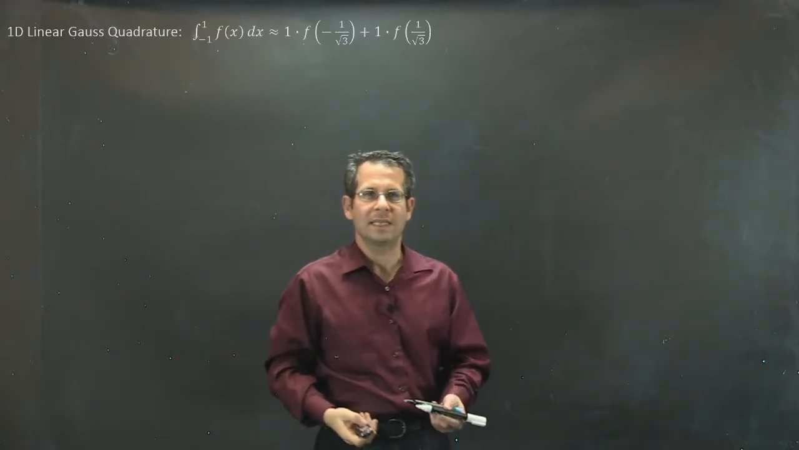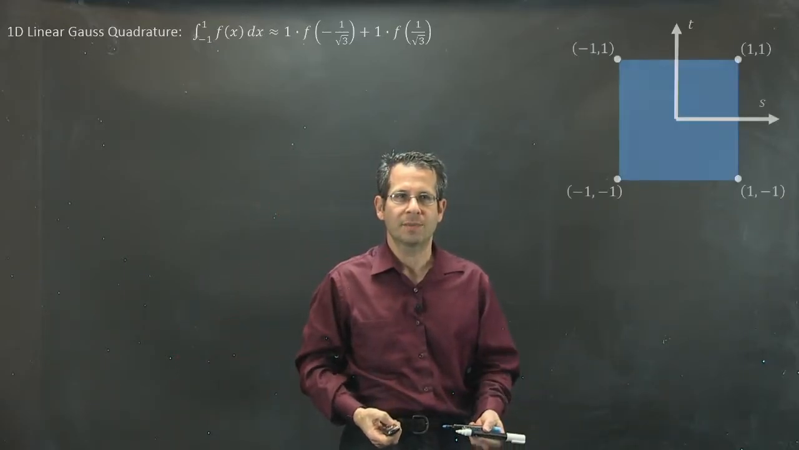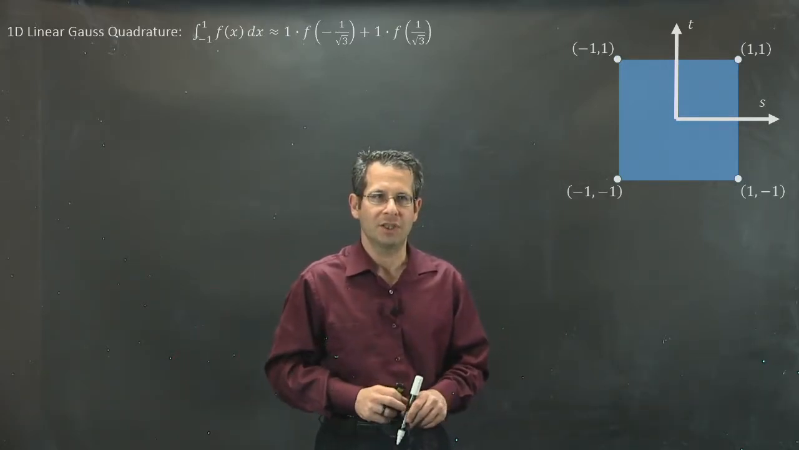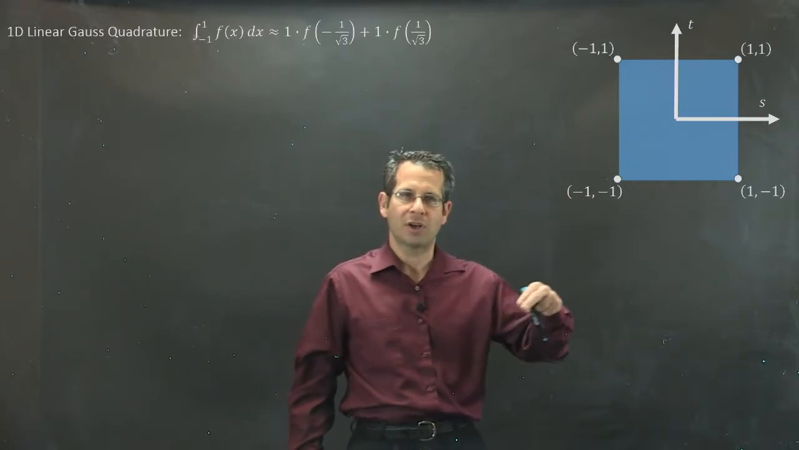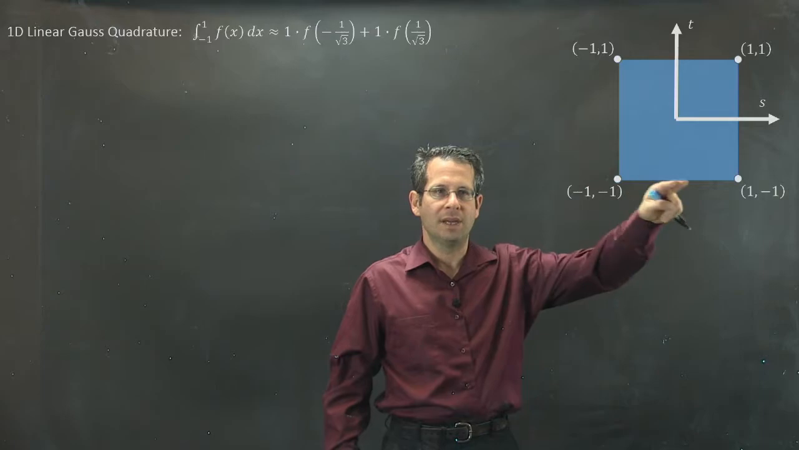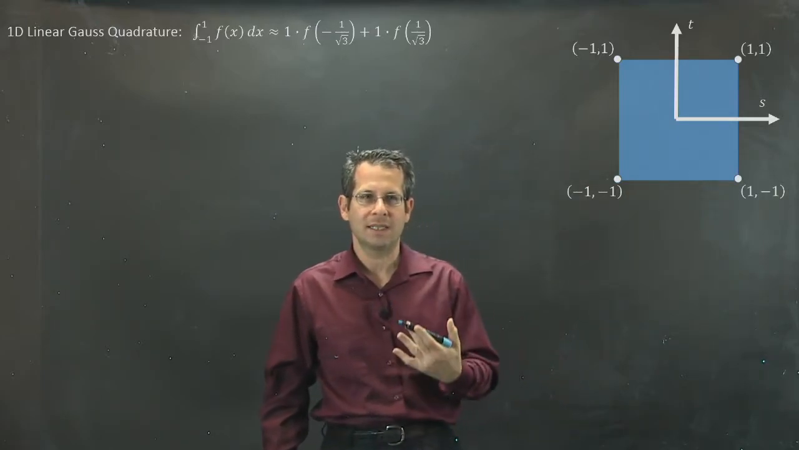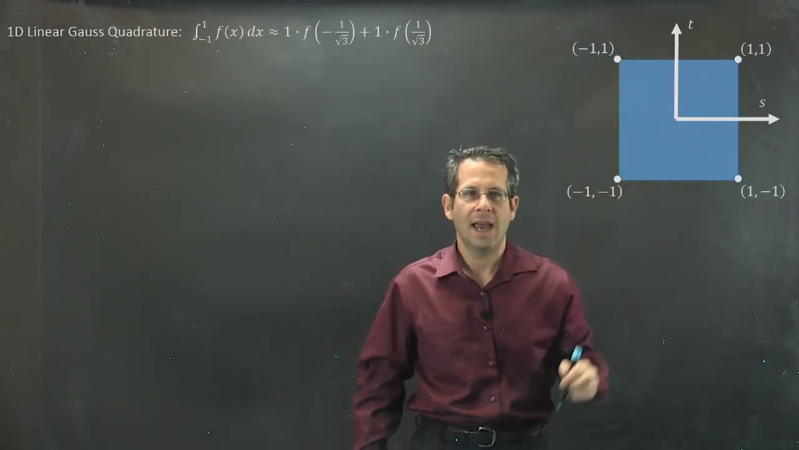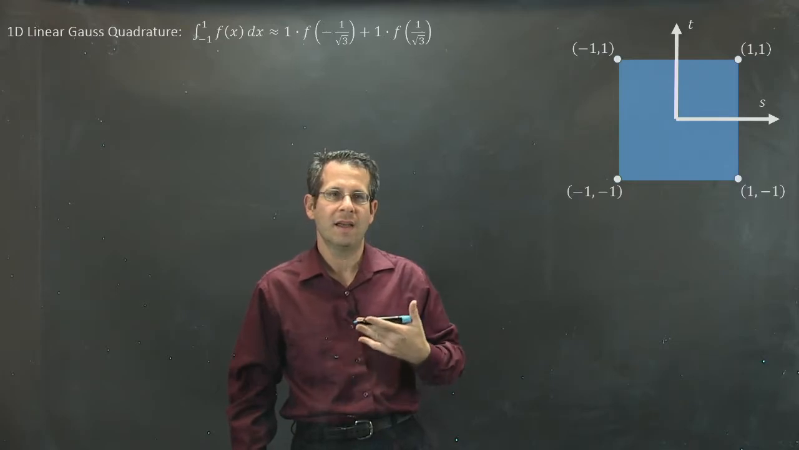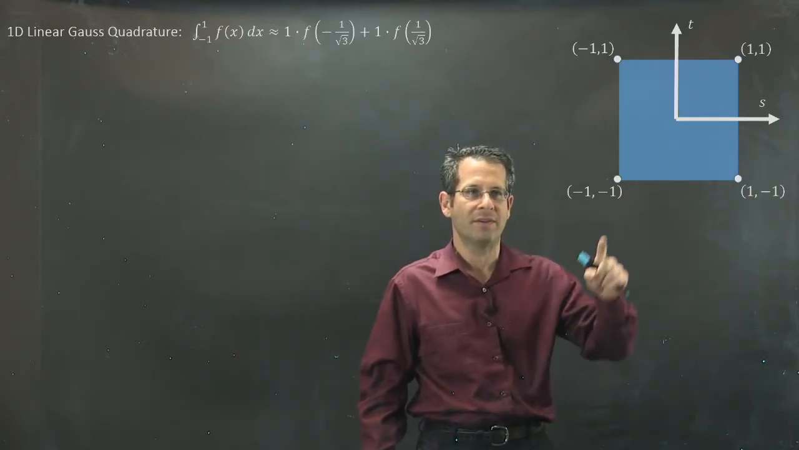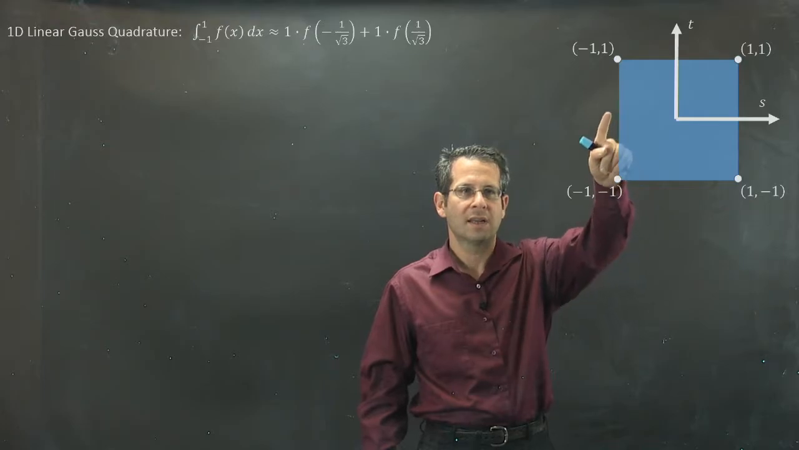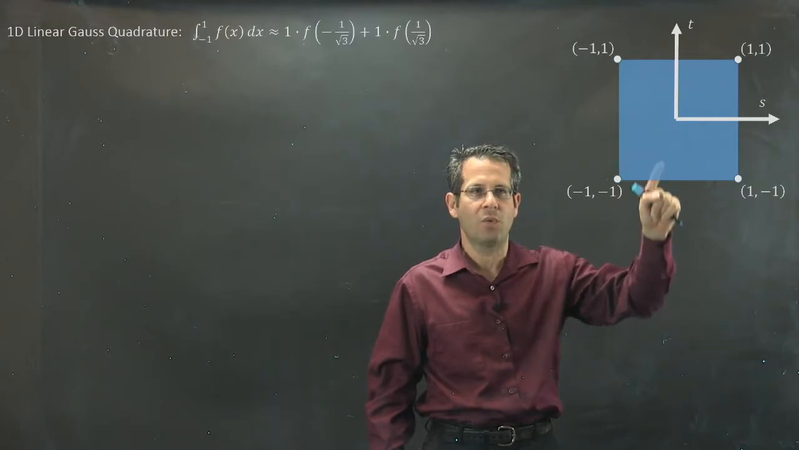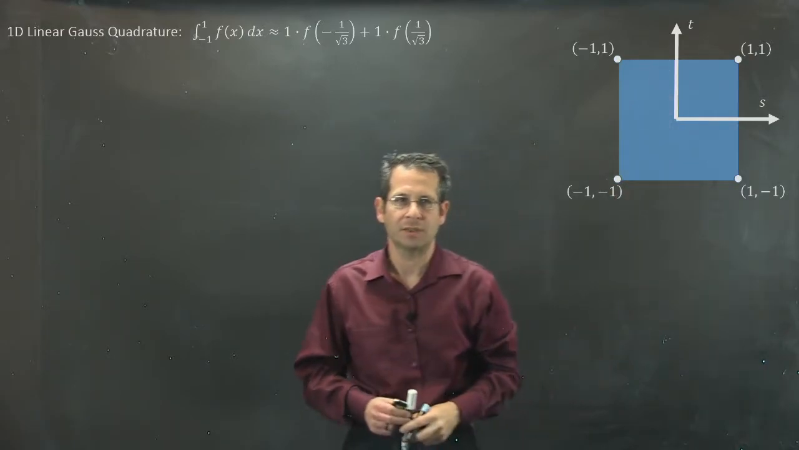I'd now like to extend this logic to 2 dimensions. Now, because we're going to be dealing with the isoparametric formulation, rather than talk about our 2-dimensional element in terms of x and y, let's discuss our 2-dimensional element in terms of s and t. And we're now trying to find some function evaluated inside the domain of a finite element that's bound by -1 and 1 in the s direction, -1 and 1 in the t direction.